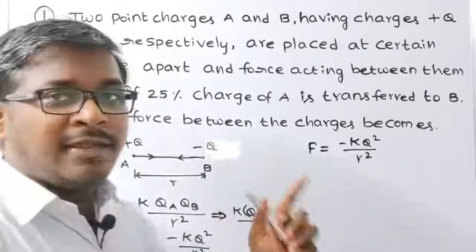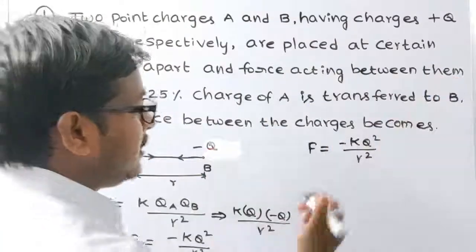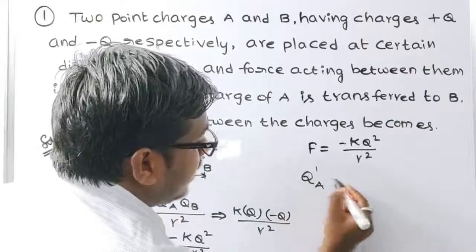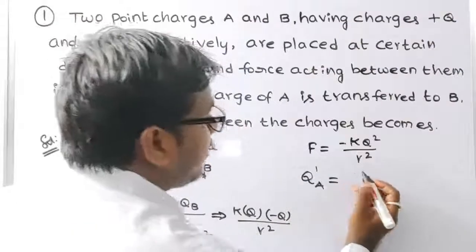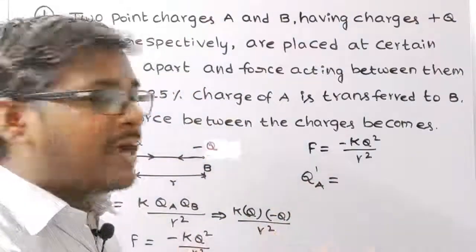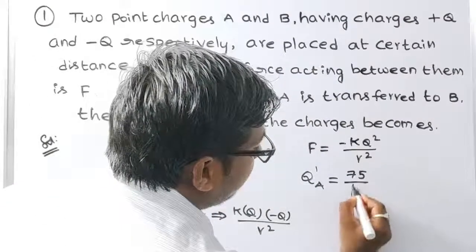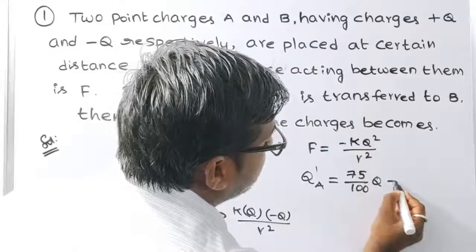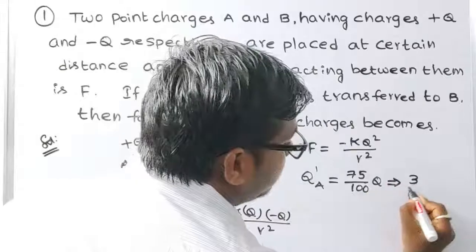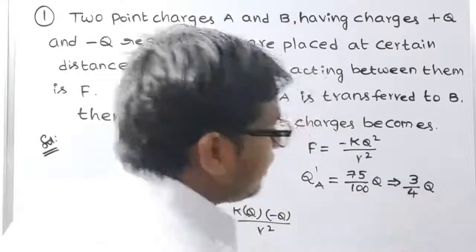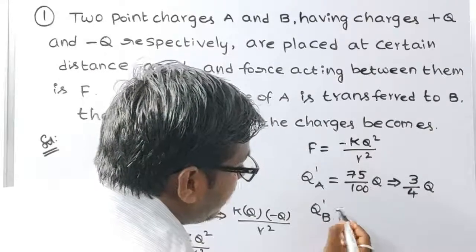If 25% charge of A is transferred to B, the new charge QA dash needs to be found. Since 25% is transferred from A to B, the new charge of A is the remaining 75%. So 75 by 100 into Q, after cancellation by 25, is 3 by 4 Q.